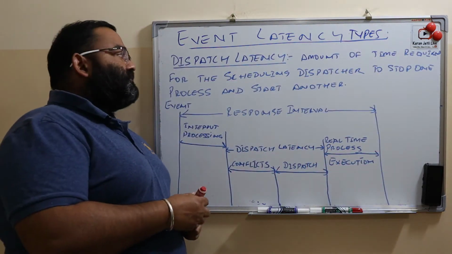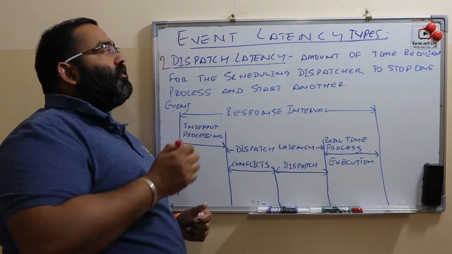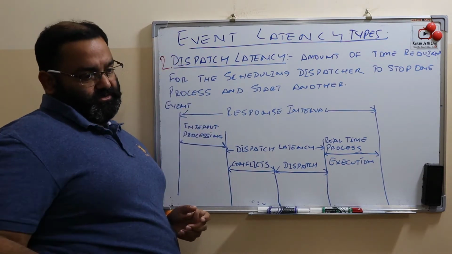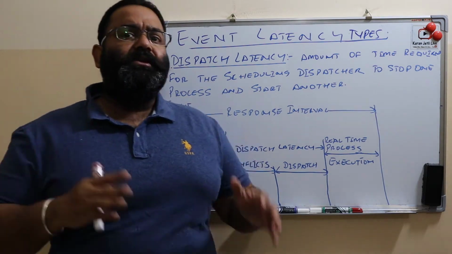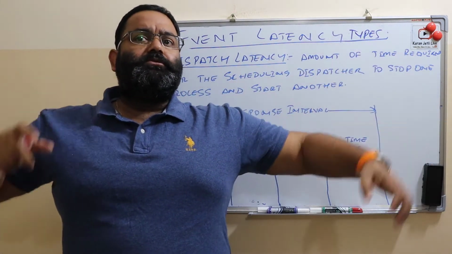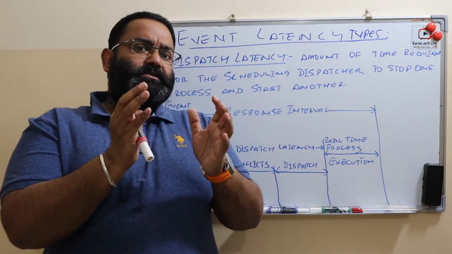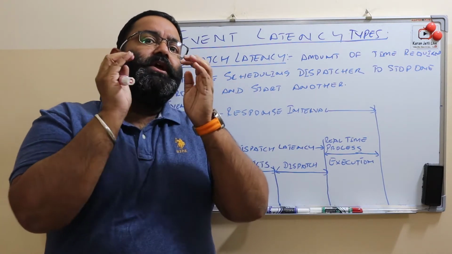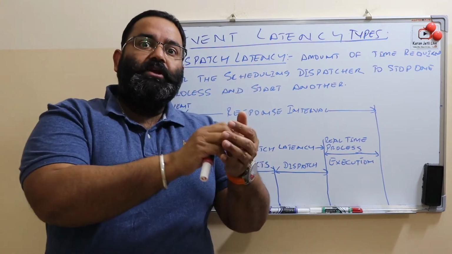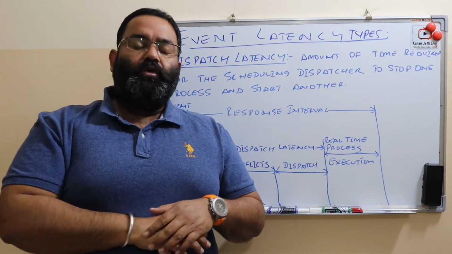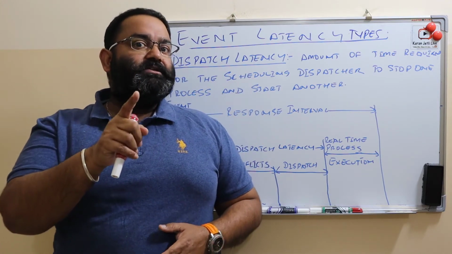Now the next type of latency is called dispatch latency. What is dispatch latency? In interrupt latency we take the total time. In dispatch latency we take the time taken by the dispatcher to stop one process and start another process. We call it dispatch latency.